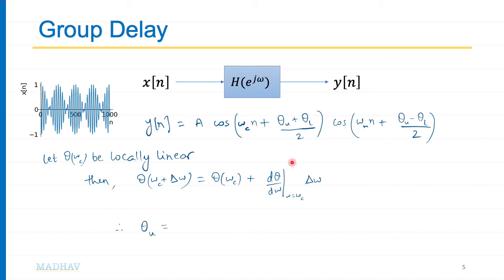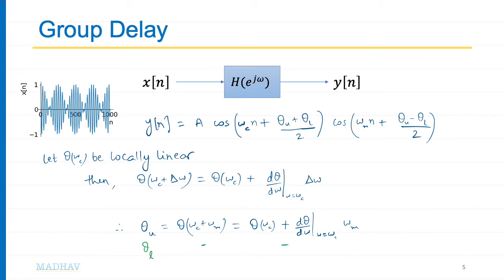Now let us compute my y, so let us see what is theta u then. Theta u is, originally, the phase response at omega c plus omega m. So this is equal to theta of omega c, using this approximation, plus d theta upon d omega at omega c times the delta omega, which is omega m. Now, very simple. What will be my theta L? The same thing, but instead of plus, I will have a negative sign. A negative sign here and a negative sign here.